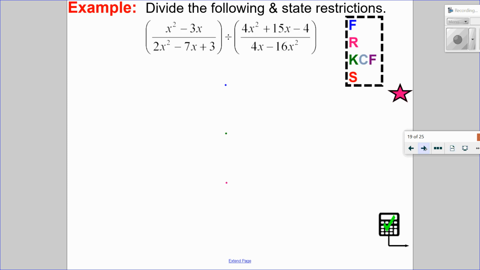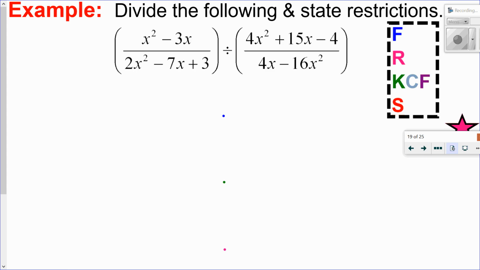Okay, let's try another one. Again, I feel like factoring is the hardest part of this question. So I would pause the video, factor all 4 of those parts, the 2 numerators and 2 denominators, then come back and see if you factored it correctly.